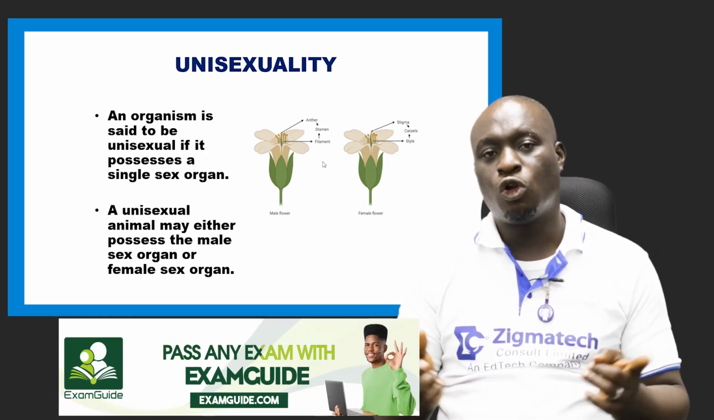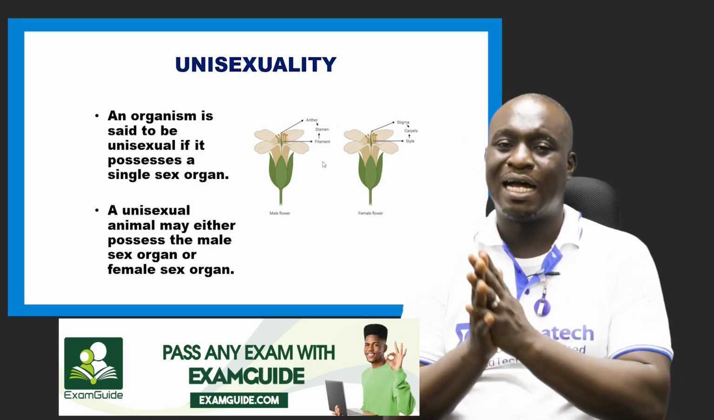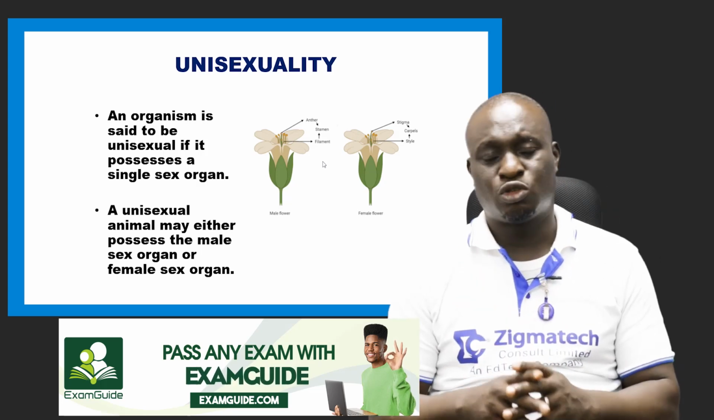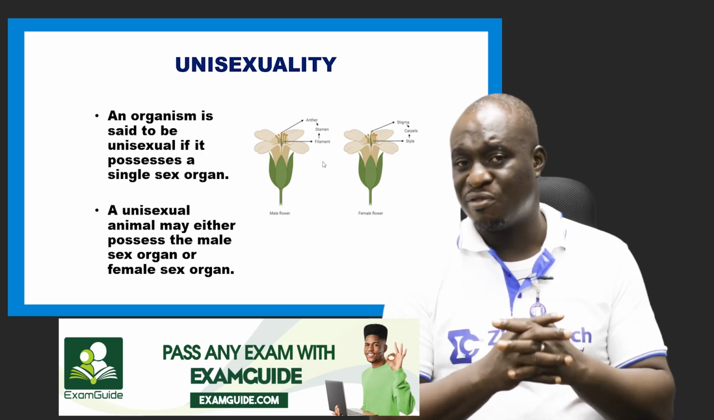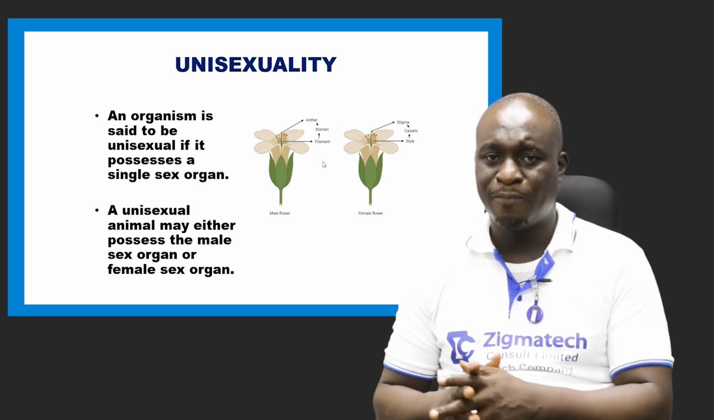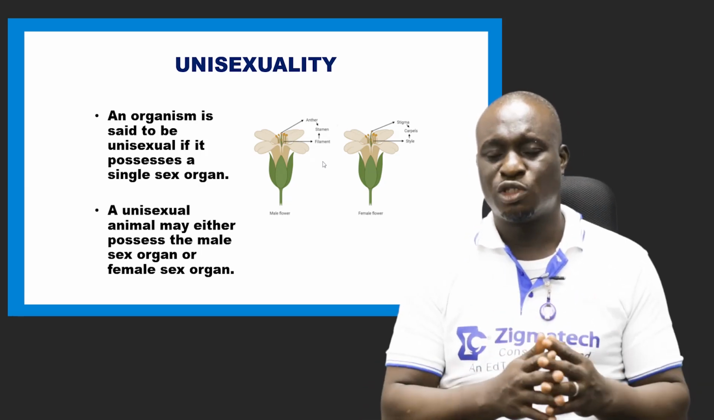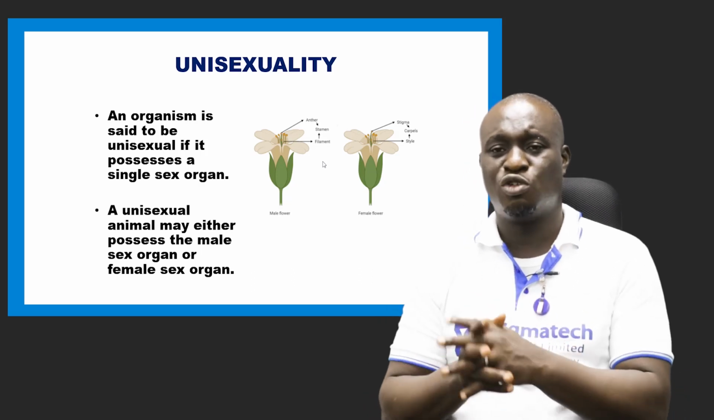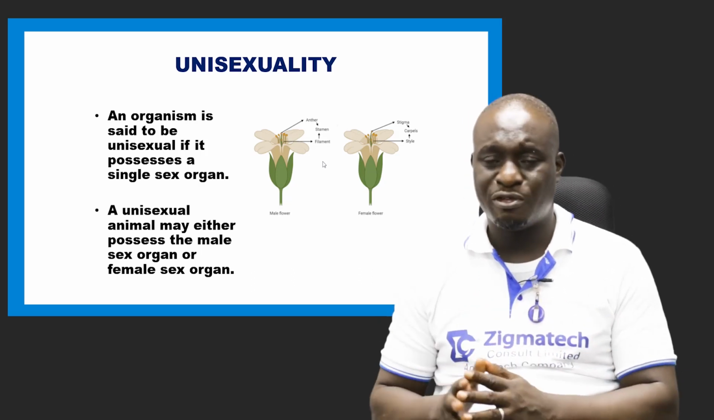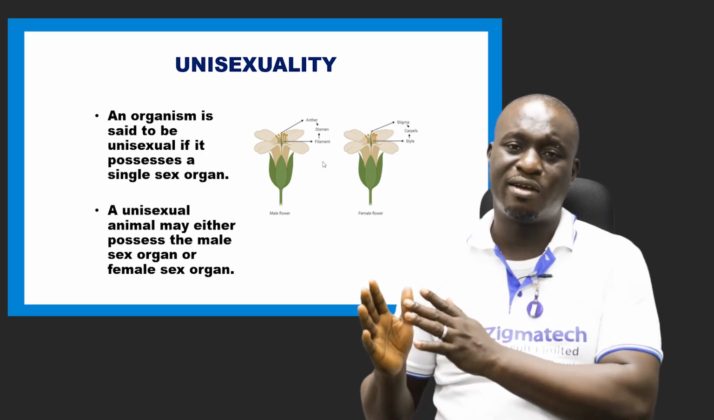Now, not all organisms are unisexual. Not all animals are unisexual. Well, to an extent, all vertebrates can be referred to as unisexual. Pisces, we have a male, we have a female, and then in terms of amphibians, we have both male and female. The same goes for the birds, male and female. The same goes for reptiles, we have male and female, and then the same goes for mammals. We also have male and female.